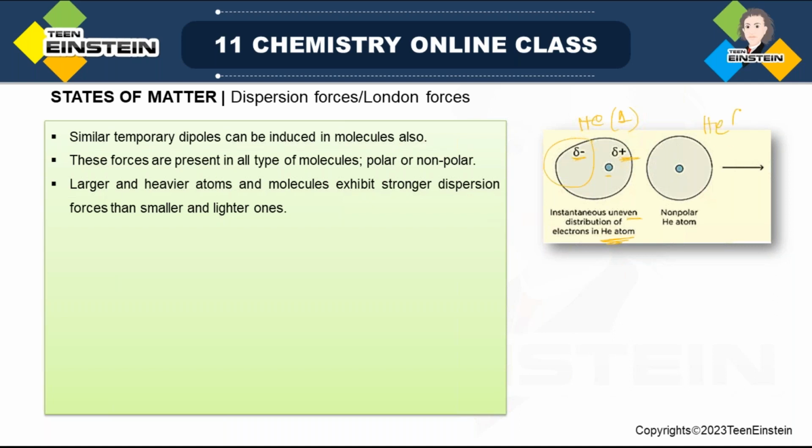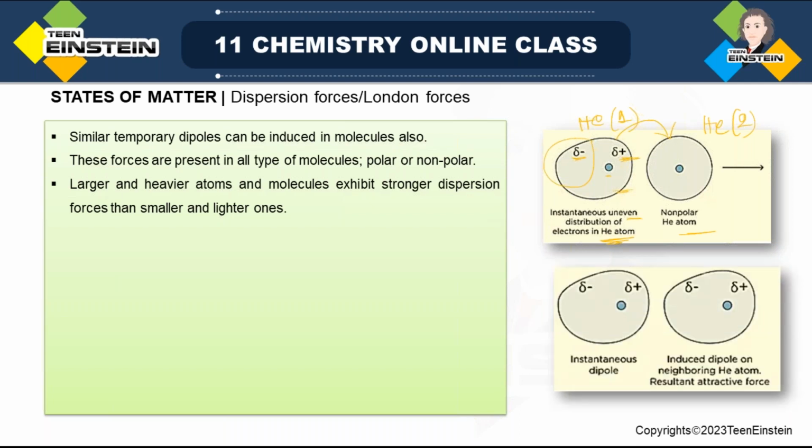But the second helium is symmetrical. You can see it is still non-polar. But how long will it remain non-polar? Not for a long time, because on the left hand side an asymmetric distribution of electron charge has already been generated. So it will have an induction effect on the second helium, and as a result the second helium will also behave like this. So this is the first instantaneous dipole, and there is an induced dipole on the neighboring helium atom.